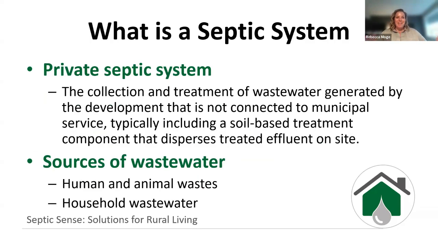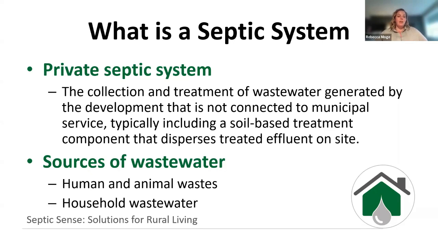So starting at the beginning, what is a private septic system? It's the collection and treatment of wastewater that's generated by a development that isn't connected to a municipal system, or a big pipe, some people might call it. So that looks like a lot of different things. It might be a holding tank where it's then pumped out and hauled off-site for treatment, or it could be a soil-based system that's going to be treating your sewage right on your property.